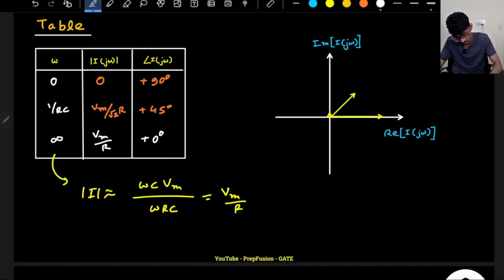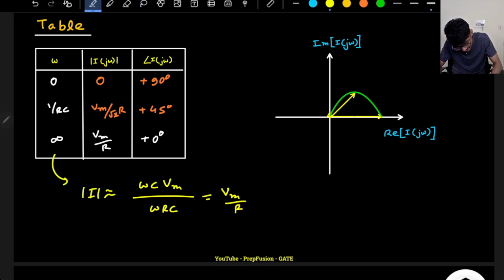So this also will be a semicircle. You can obviously prove for yourself, but we don't need to prove, and don't worry, no proof will be asked. So this also will be a semicircle only.